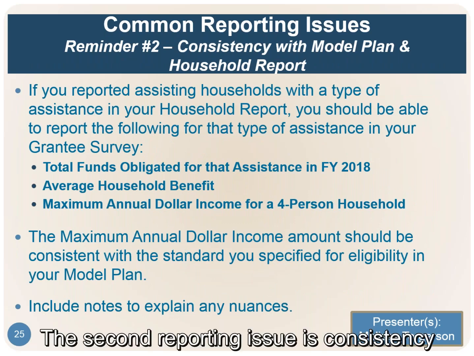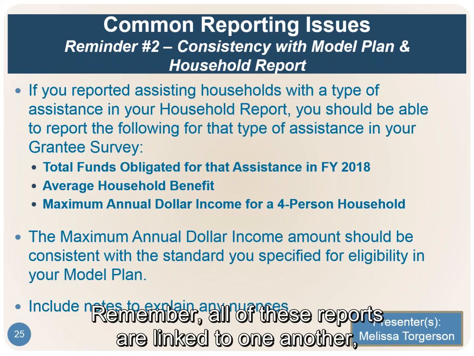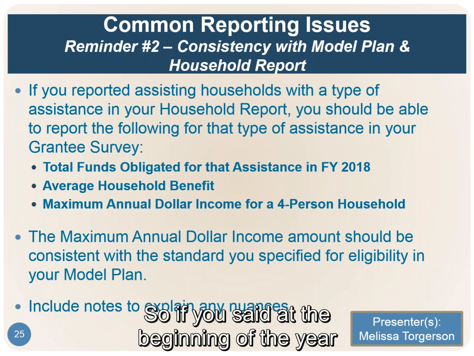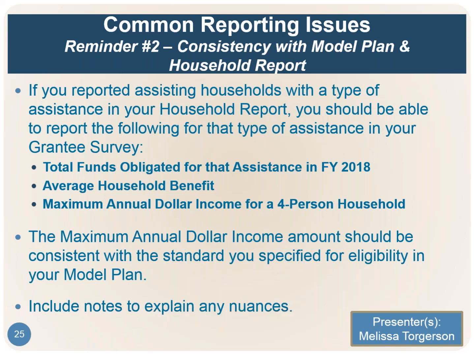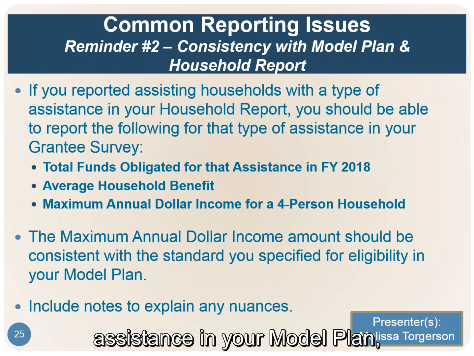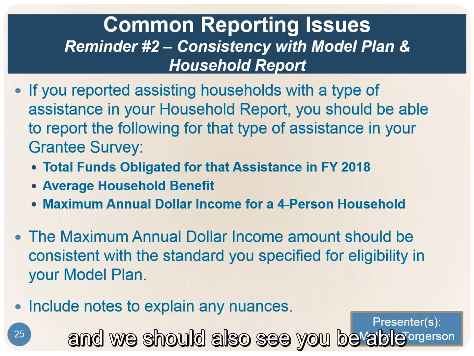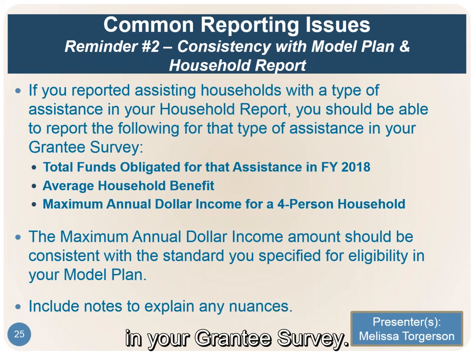The second reporting issue is consistency with the model plan and household report. Remember, all of these reports are linked to one another, and so it should tell a consistent story across all of your reports. If you said at the beginning of the year that you were going to provide a particular kind of assistance in your model plan, we should see that in your household report, and we should also see you be able to report information about that type of assistance in your grantee survey.